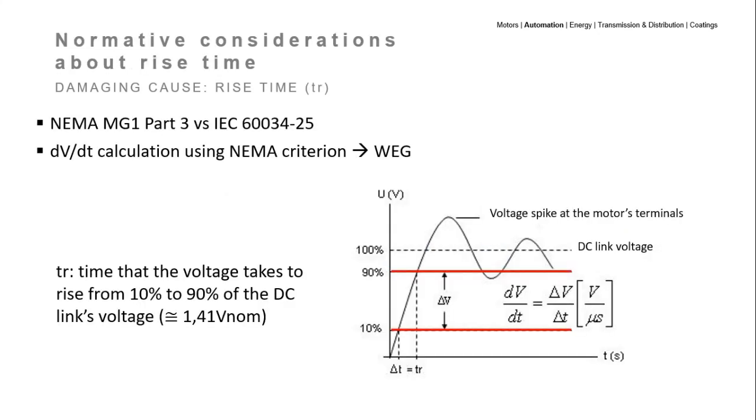The definition of rise time, TR, can be found in NEMA and IEC standards, which can create interpretation divergence and conflict between manufacturers and users of electrical motors and VSDs. Because WEG's criterion is based on NEMA, it will be presented only in NEMA's definition to prevent further confusion with the different definitions. Rise time is the time needed for the voltage to rise from 10 to 90% of the DC link voltage, roughly 1.41 times the drive rated voltage. According to the NEMA criterion, the DC link voltage must be taken as 100% voltage reference for determining the rise time and the calculation of dVdt. The rise time value is data to be informed by the inverter's manufacturer.